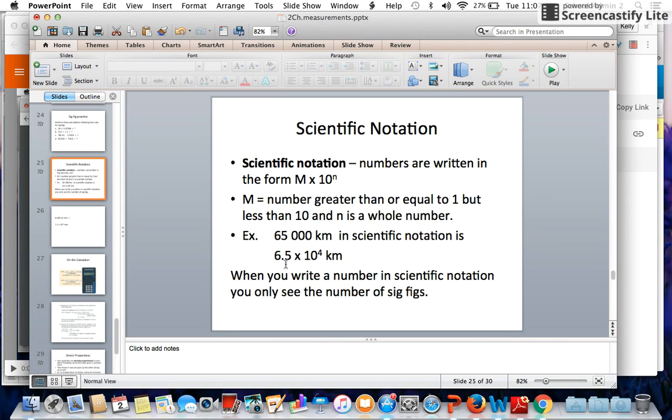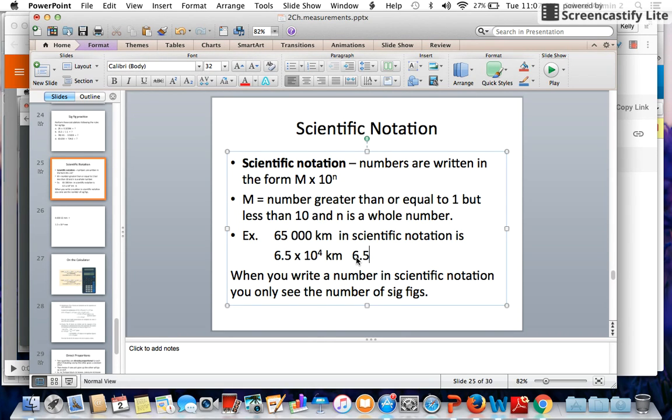That 4 indicates how many spots you move that decimal point to get right behind 6. So we moved it 1, 2, 3, 4. So it's 6.5 times 10 to the 4. And that really means that you multiply 6.5 times 10 4 times. Or it can mean that you multiply 6.5 times 10, 10, 10, 10. So that 4 indicates how many zeros there are that you multiplied 6.5 by.